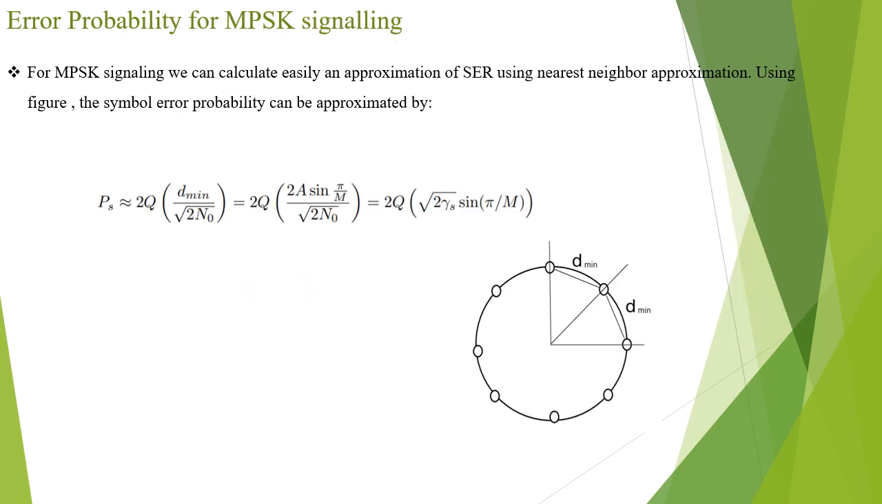For MPSK signaling, we can easily calculate the symbol error rate approximation. By using the MPSK constellation diagram, the symbol error probability can be calculated. The approximation of symbol error probability is only good for high SNR here.